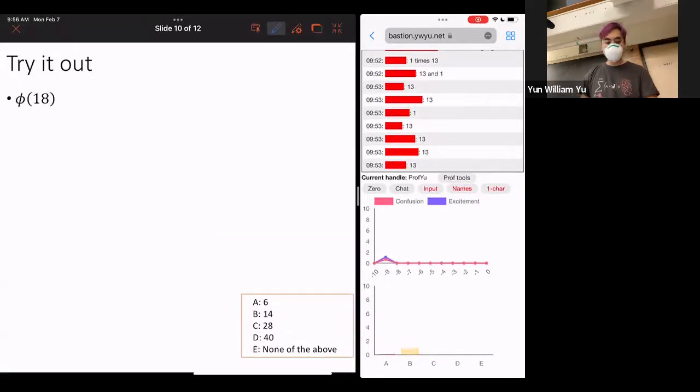What was the phi of 18? Did I do 18 already? No, I didn't. Okay. So what is phi of 18? And let me go ahead and give you a hint, which is that 18 is equal to 2 times 3 squared.